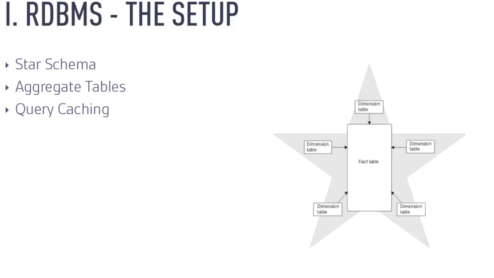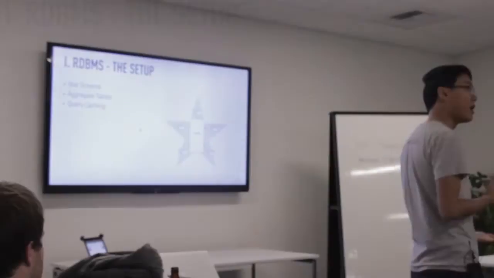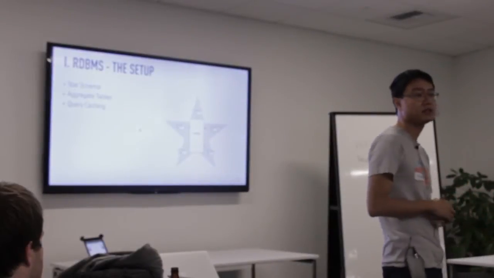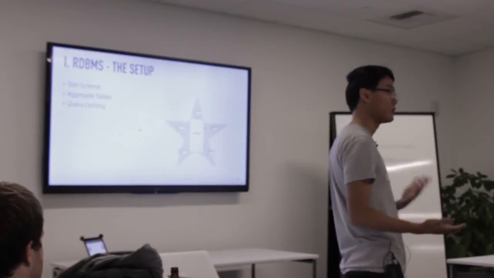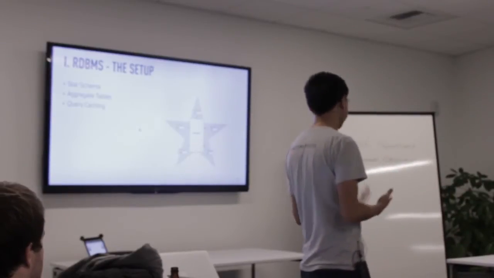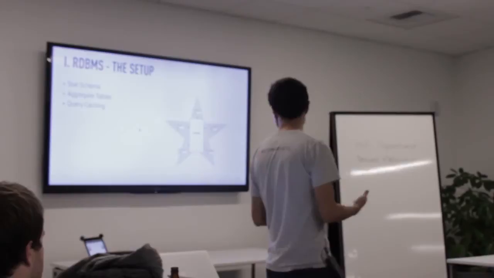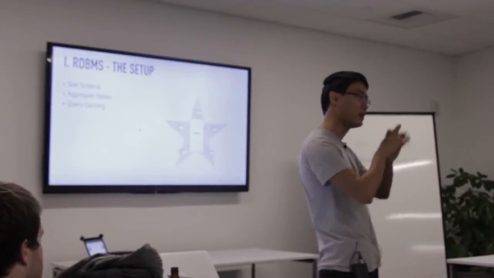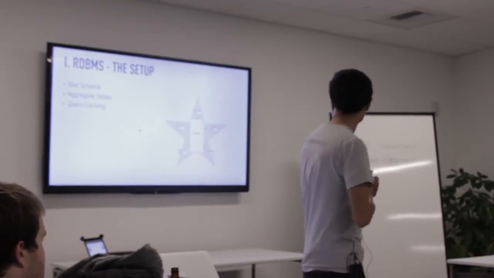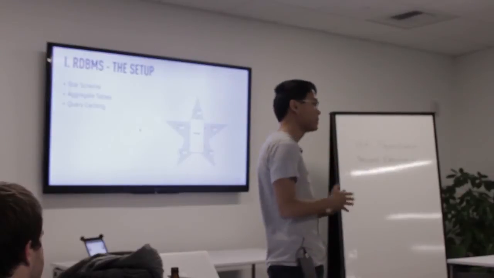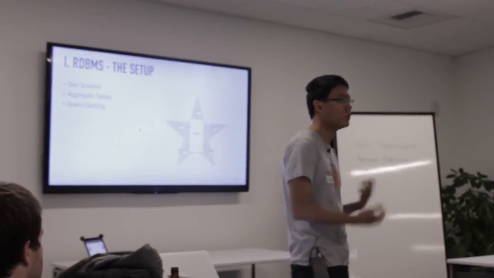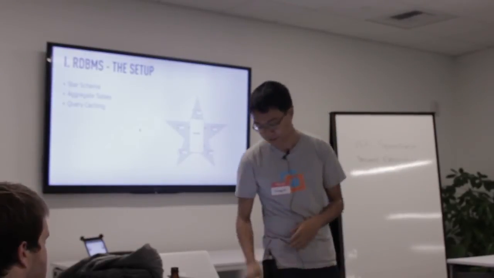And the setup that we used is pretty common in the data warehousing space. If you're not familiar with data warehousing, don't worry. The basic setup is you have a star schema, you have your fact table in the center, you have your dimension tables on the side. You have your aggregate tables, and you have query caches to try and improve query latency.